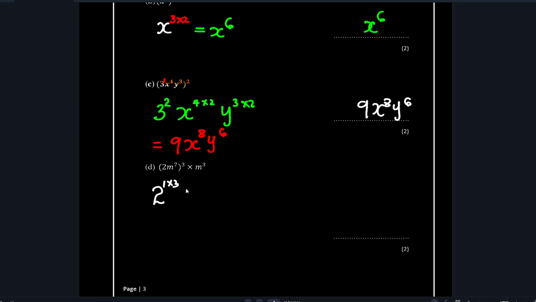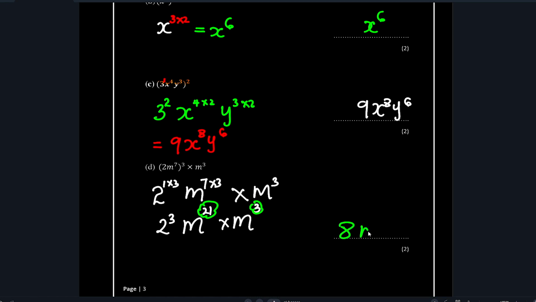7 is going to be multiplied by 3, so it's going to be m, 7 times 3, and that's going to give us 21 times m cubed. So this is going to be 2 raised to power 3, m, 21 m to the power 3. We are going to add the powers, and 2 raised to power 3 is going to be 8. 2 raised to power 3 means 2 times 2 times 2.